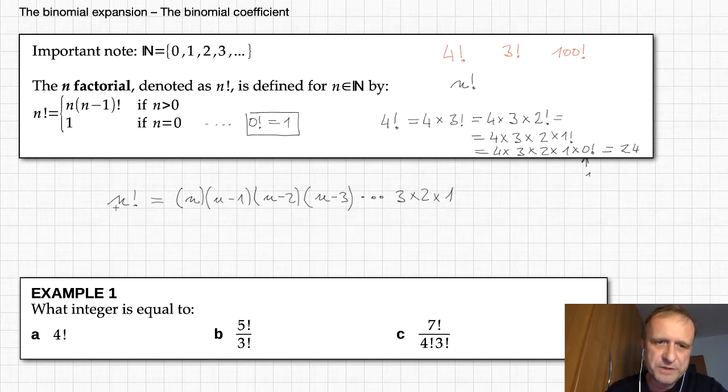2, because if you have n equals 2, then this first term is 2, this one is 1. This would be, well, 0, but that's not the case here. We have to understand that if n is 2, then we just take this part of this product, not the first few factors. Okay, so this is it for the factorial.